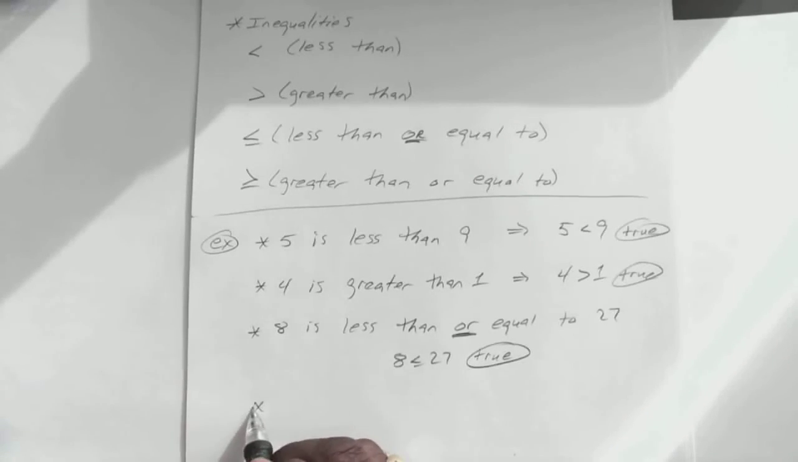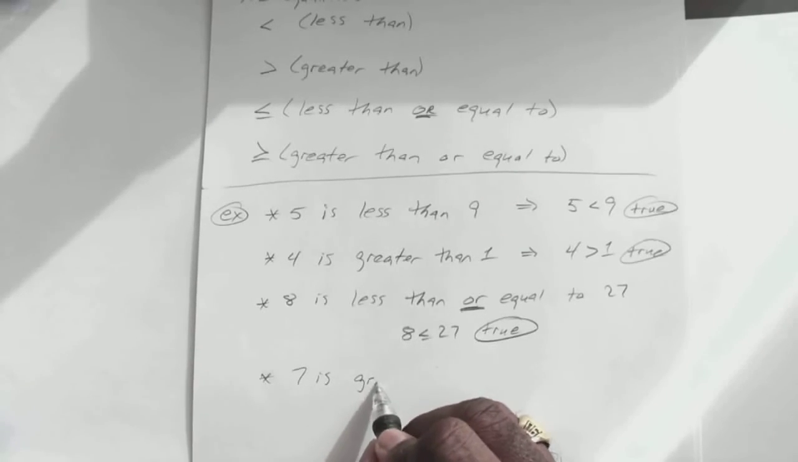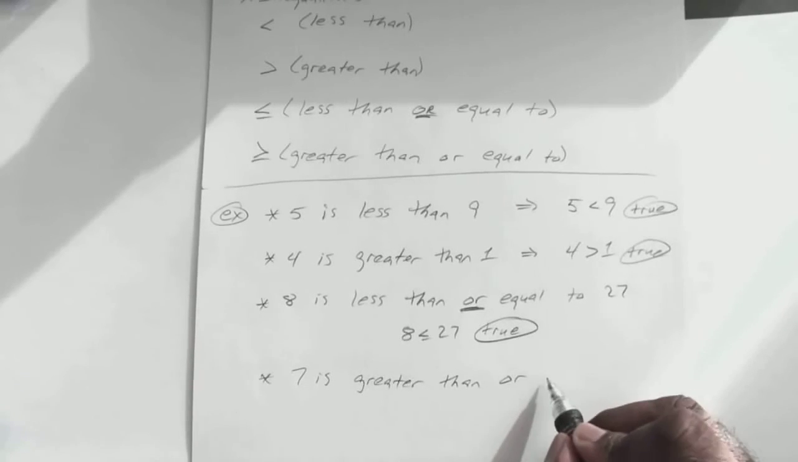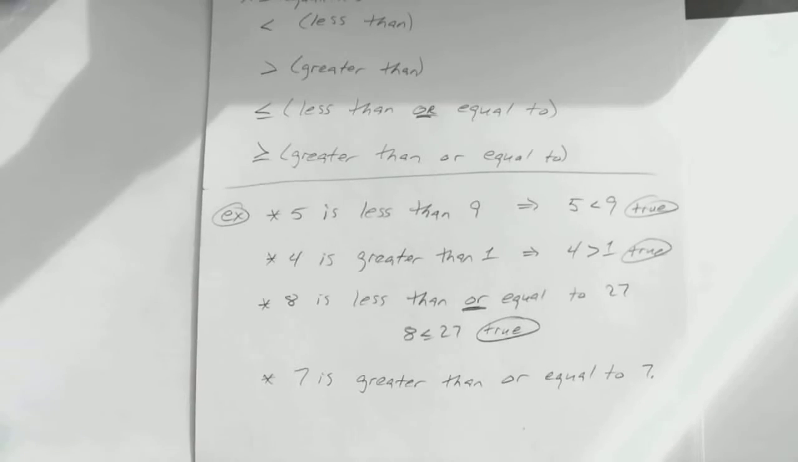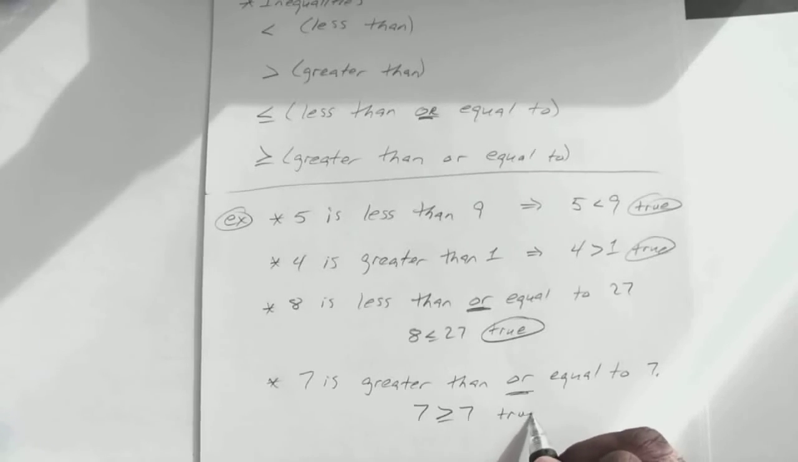Or we can also write 7 is greater than or equal to 7. That means either one of those will make that true. So 7 is greater than or equal to 7 is true.